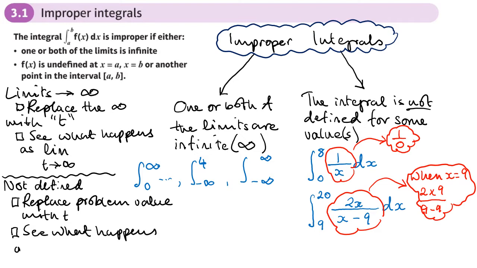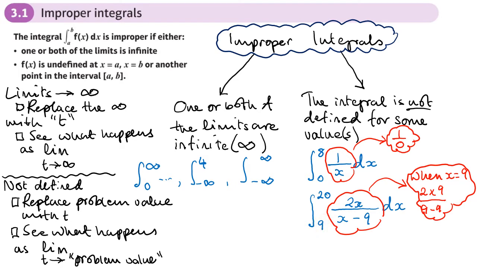as t approaches. Now this time it's not approaching infinity, it's going to be as t approaches the problem value. So for this example here, we would replace this with t, and then we'd look to see what happens to this as t approaches 0. For here, we would see what happens as t approaches 9.